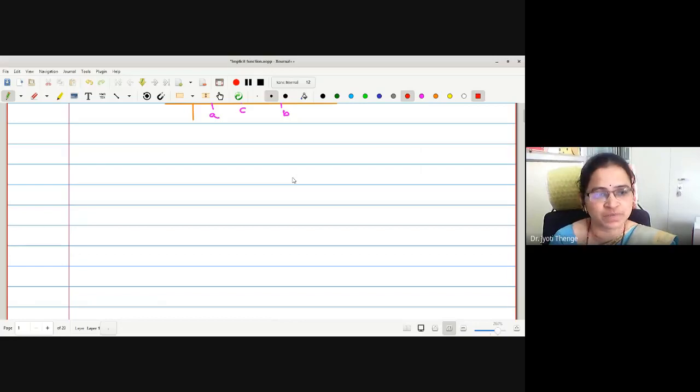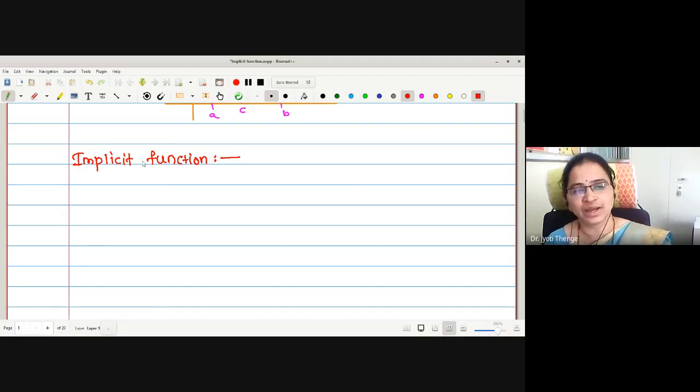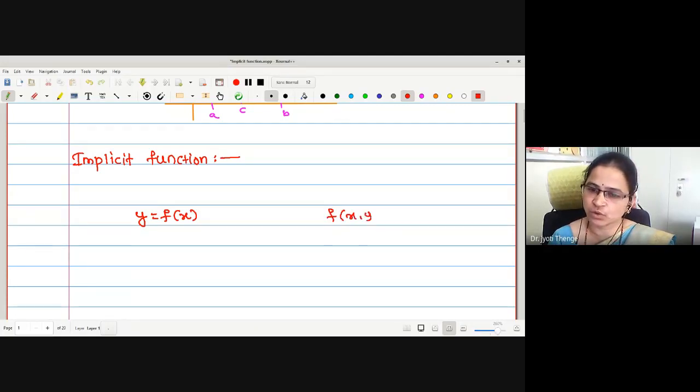Now tell me what is implicit function. What kind of nature we were writing so that the function is implicit? There are two types of functions we were writing, no? First type we were writing as y equal to f of x, and second type we were writing some f of x y is equal to 0. Which one of them is implicit? Which one of them is explicit?